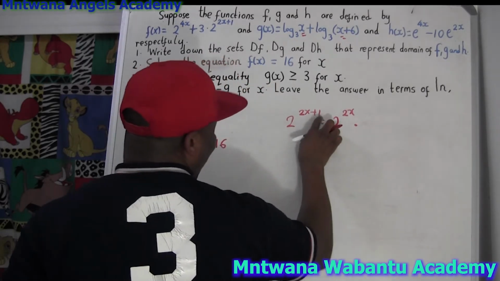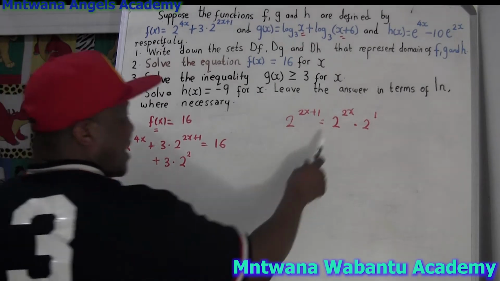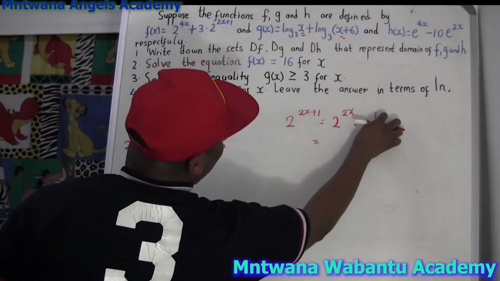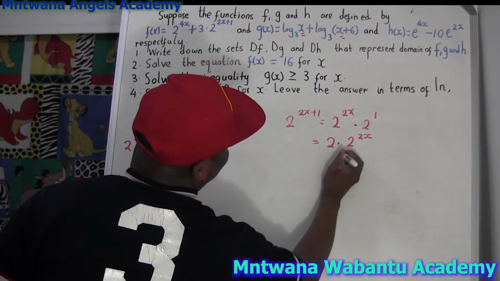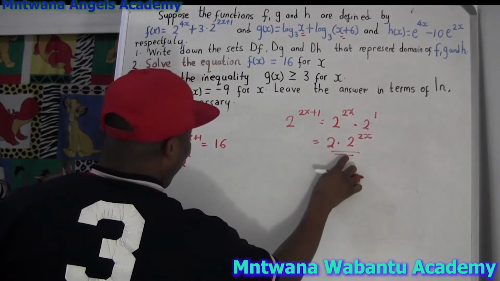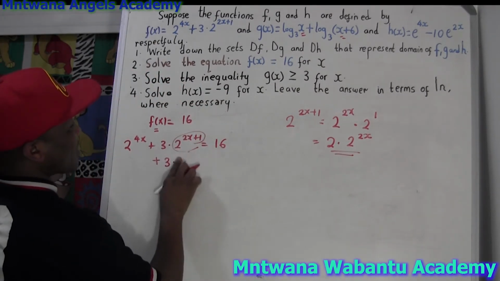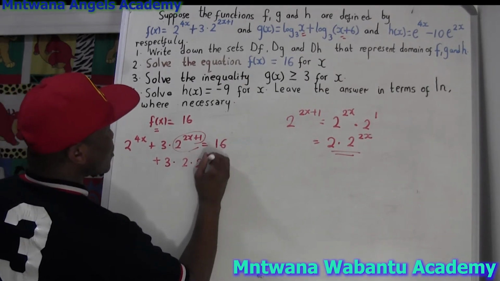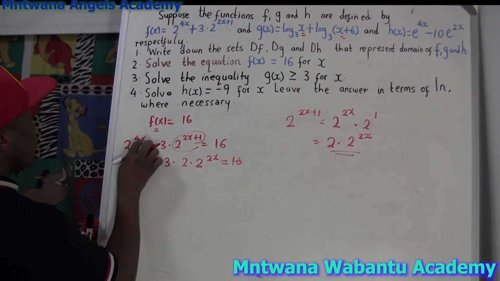multiplied by this power. Same thing, you know what I'm saying? It means the base is the same, you add the powers, for the mathematical rule. So 2 power 1 is equal to 2. So let me say 2 times 2 power 2x. So instead of this, I'll write this one. So now I'm going to say 3 times 2 times 2 power 2x equal to 16, and here I have, look, 2 power x.